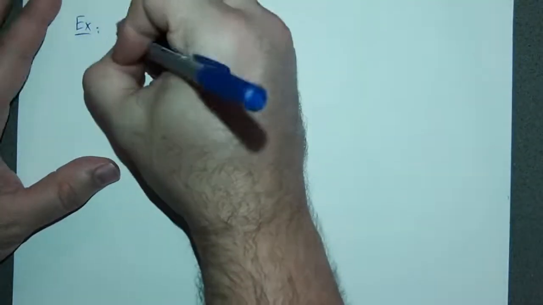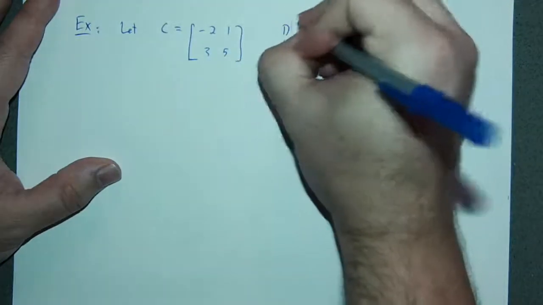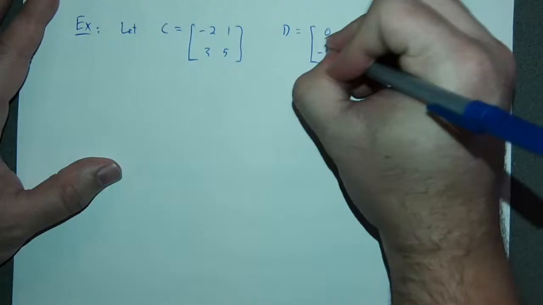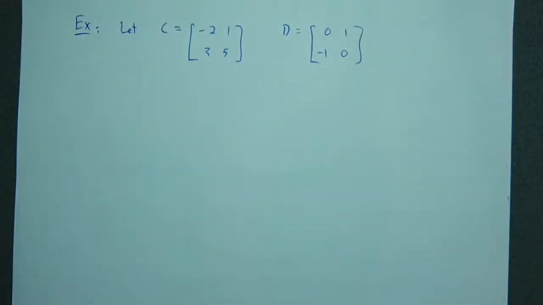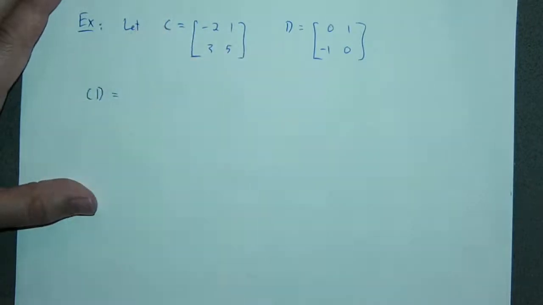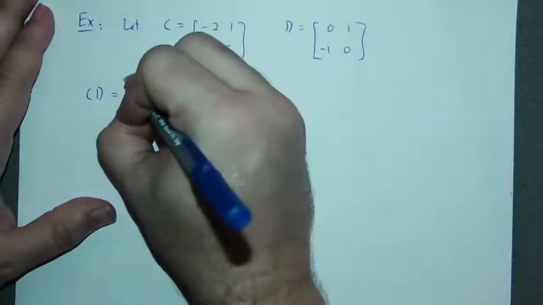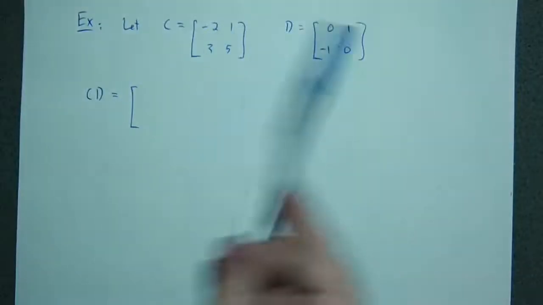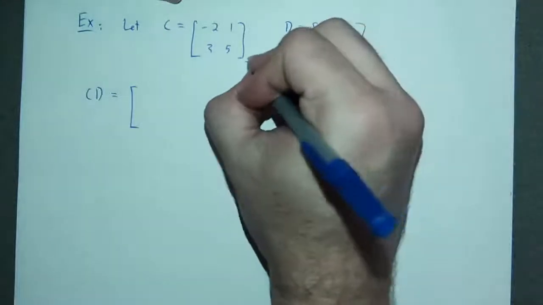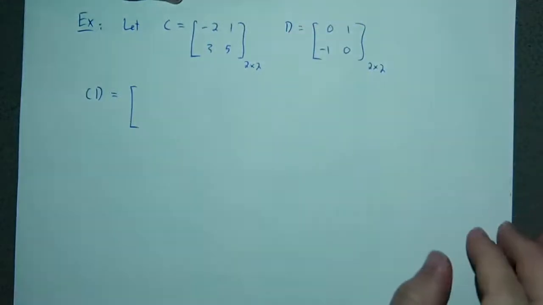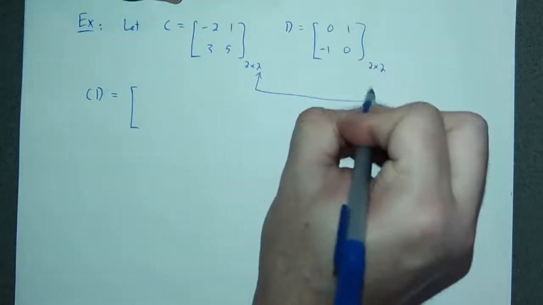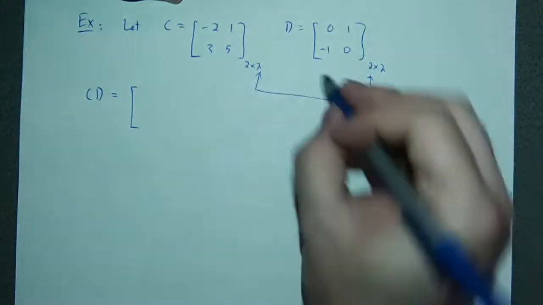Let's do one more example. So let C be, say, minus 2, 1, 3, 5, and D be 0, 1, minus 1, 0. So let's compute C times D. I'm going to do the exact same thing here, but here I can actually write it out because these are 2 by 2s, so it's shorter. So first of all, the question is, can I do this? Yes. They're both 2 by 2s, so the 2's match up, and also the resulting matrix is going to be a 2 by 2, right?